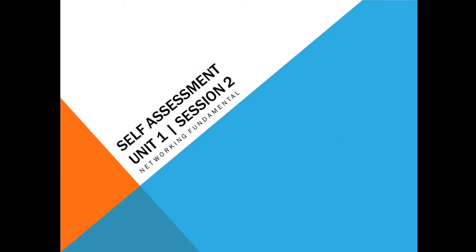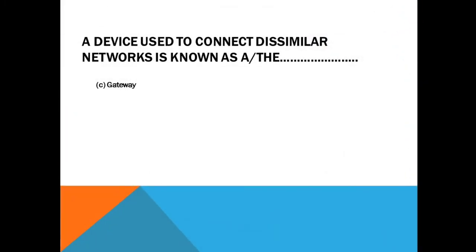In this session, we are going to complete the self-assessment of Unit 1, Session 2. The chapter name is Networking Fundamentals. The first question is: a device used to connect dissimilar networks is known as a what? The gateway. The right answer is gateway.